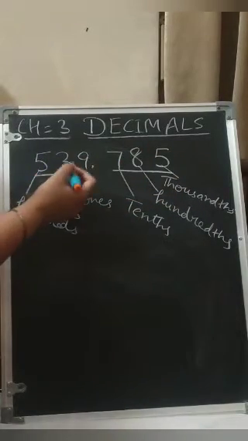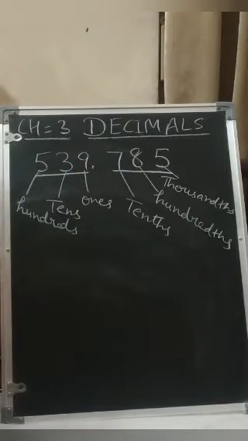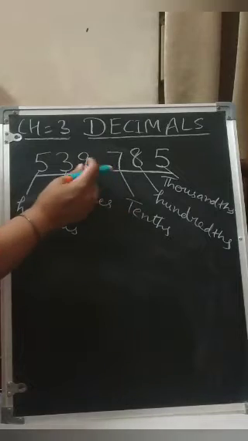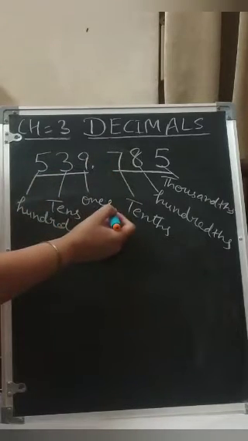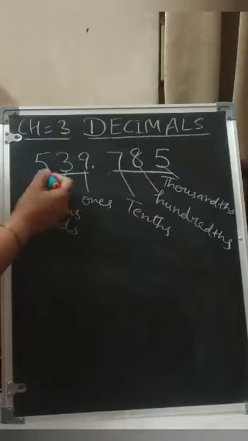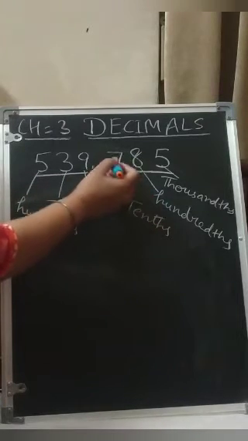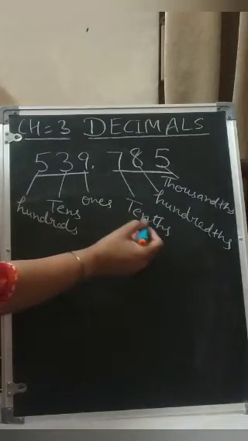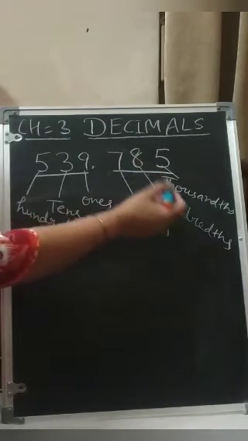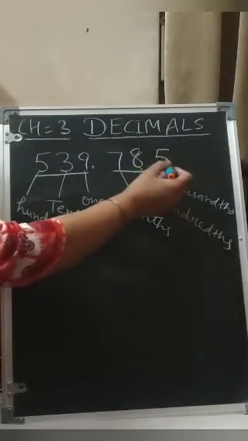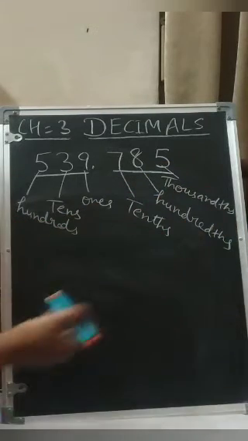Now what about the expanded form of this number, or the place value of this number? I will explain. Before the decimal, the place value of 9 is ones, this is tens place, this is hundreds place. But after the decimal, what is the place value of 7? This place is called tenths place, this is hundredths place, and this place is called thousandths place.